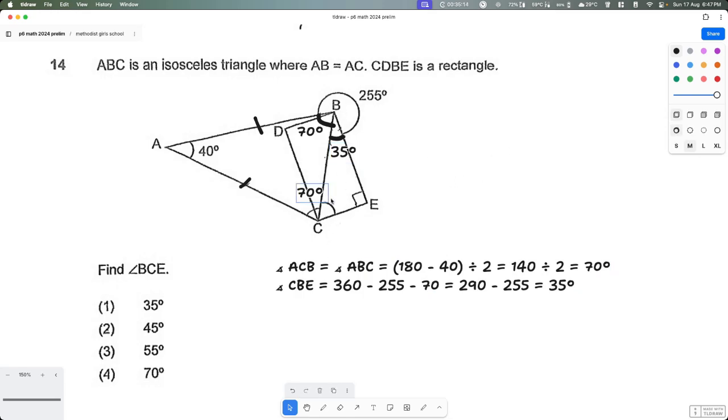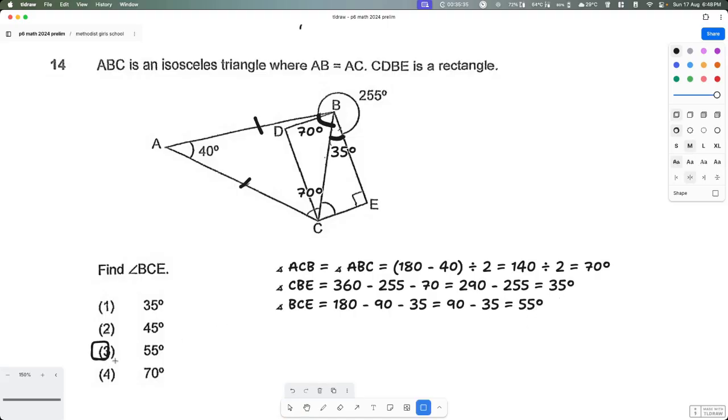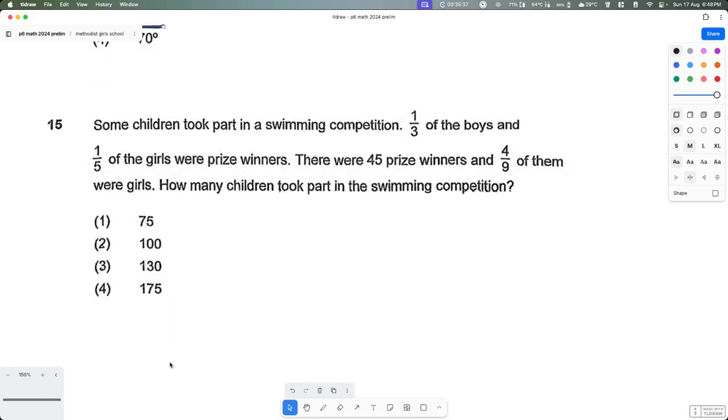Then we can find BCE, right? So angle BCE is equal to 180 minus 90 minus 35, which is basically 90 minus 35, which is equal to 55 degrees. There you go. The answer is option number 3. And question number 15.